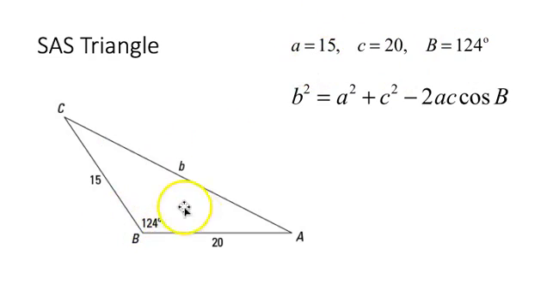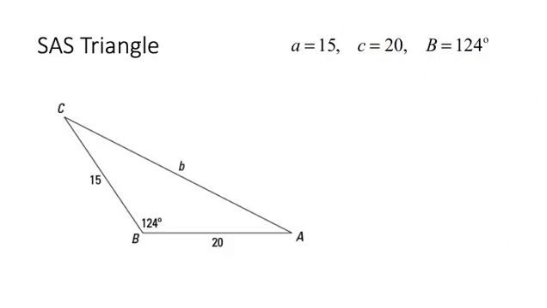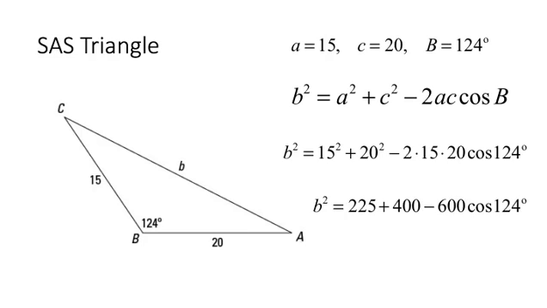We have angle B, so I need the version of the law of cosines that has cosine B. You'll notice the one that I chose was b squared equals a squared plus c squared minus 2ac cosine B. I don't know what little b is, but I know little a, I know little c, and I know angle B. So that's enough for me to go ahead and evaluate it.